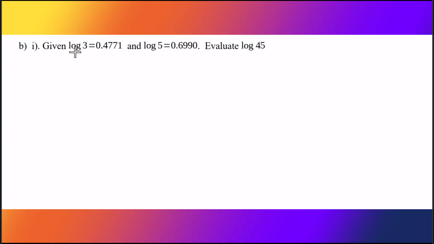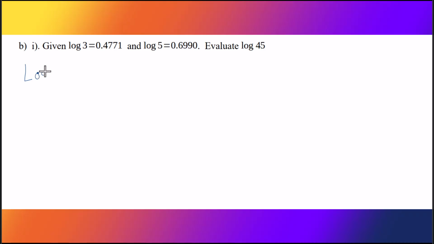Hello guys, welcome back to another video inside mathematics, and in this video we are going to look into this question. Given log 3 is equal to 0.4771 and log 5 is equal to 0.6990, we need to evaluate log 45.